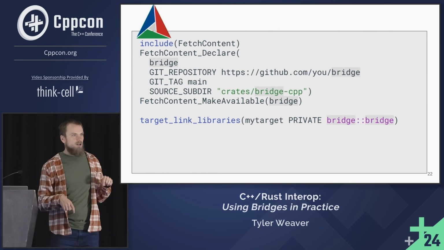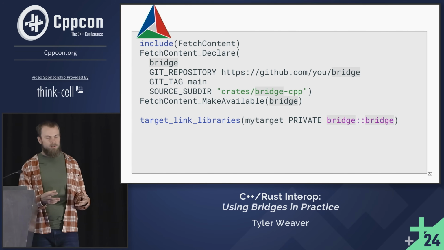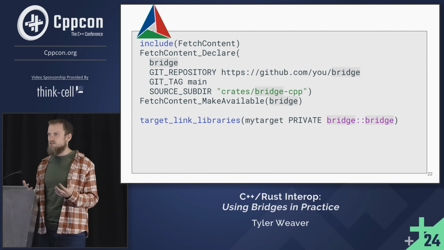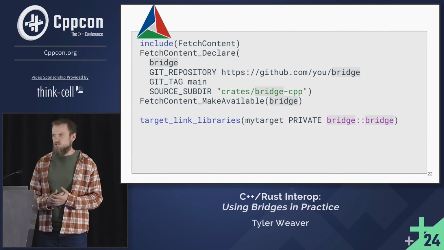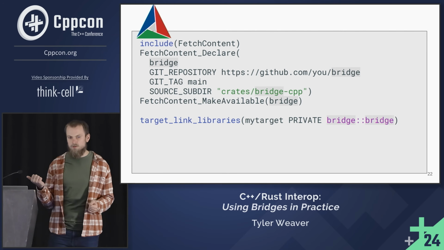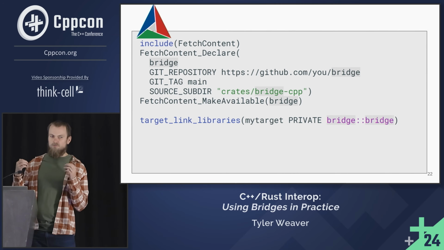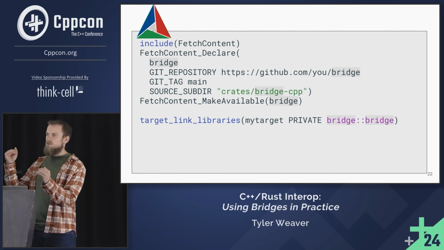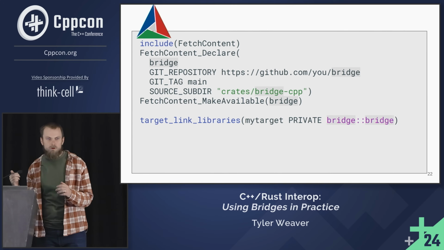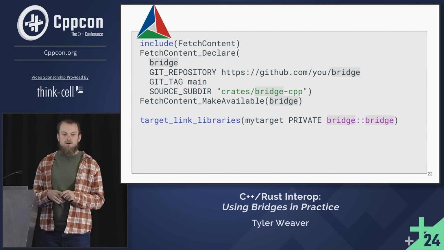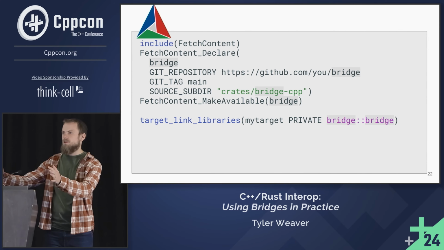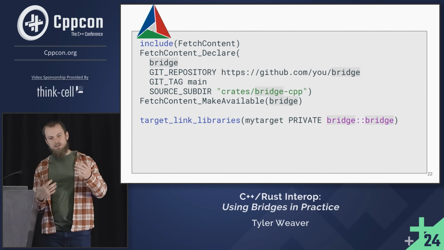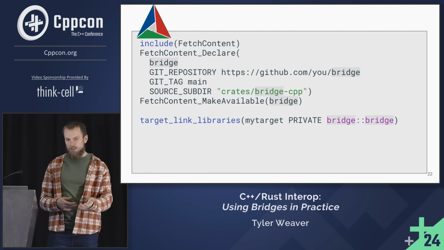And specifically, this is what I want my user to be able to do. There are many approaches to exposing a CMake library to users, but this is one that I think we're starting to standardize, or at least is relatively easy for people to consume libraries if you do this. If you make this work, they can fetch content on your library, and then they can target link libraries against your target. I'm just using the word bridge here as a stand-in for the library, and bridge CPP is my C++ interface to the library. So from my C++ user's perspective, the library is called bridge. It happens to live in a directory called bridge CPP inside this repo.